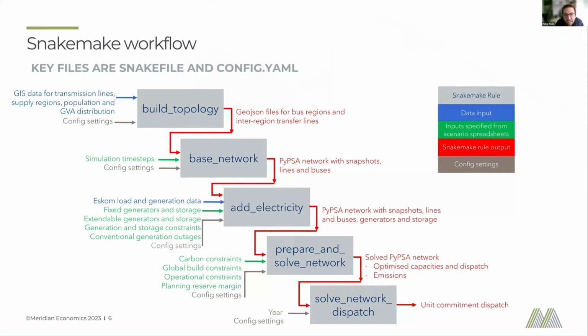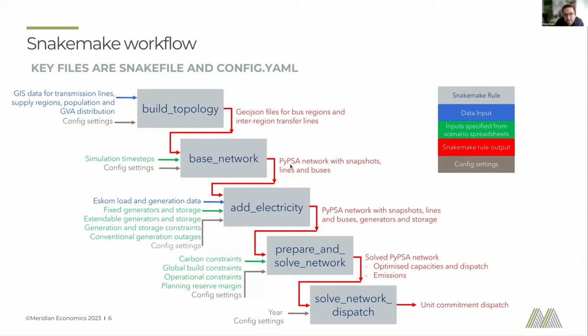And really what it allows you to do is to just pass it a command and say, for example, I want you to generate a solved network file. And what it will do is then automatically determine the best way and the best order of scripts that need to be run in order to generate that network file.